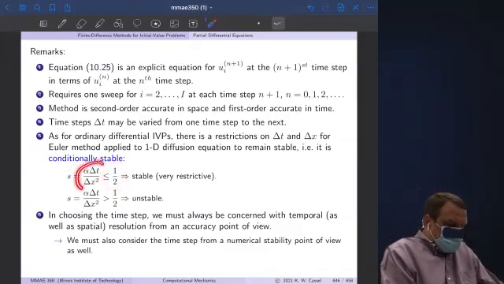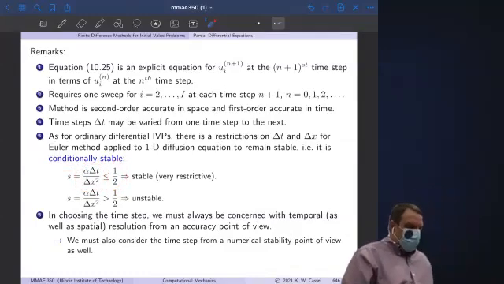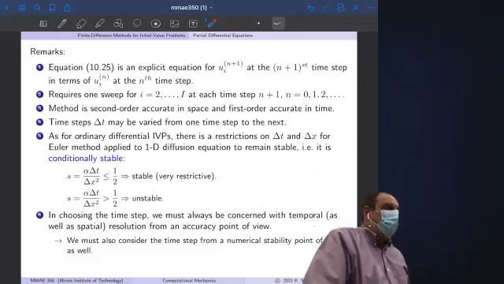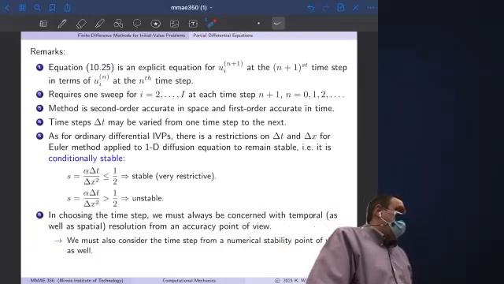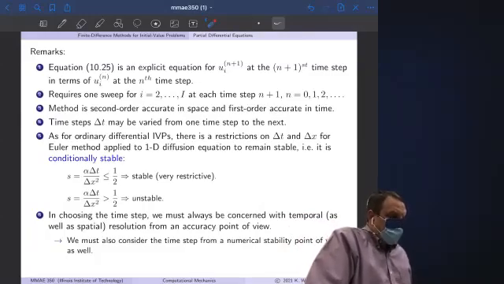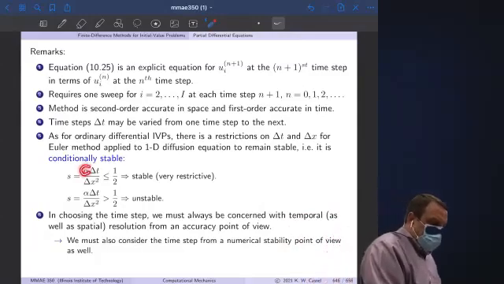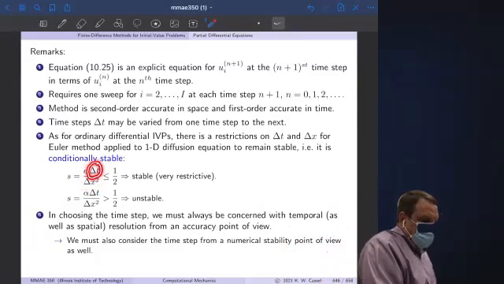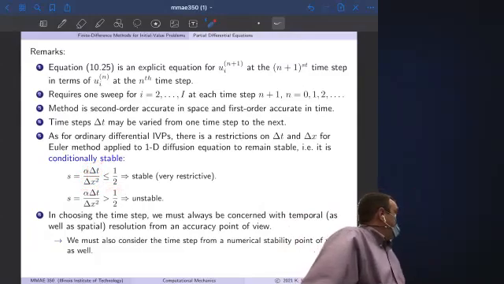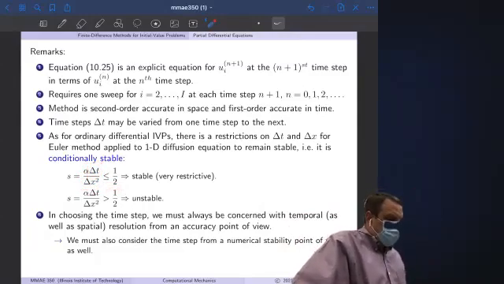Now remember what S is. S is alpha delta T over delta X squared. So alpha is usually relatively small. That's a diffusivity, that's a property of the material. Delta T is usually small, and delta X squared is also small. Delta X is small, and you square it, it's even smaller. So you have to choose, based on the physical alpha and your spatial discretization, your delta X, your time step delta T accordingly so that we satisfy this very restrictive time step limitation for numerical stability.